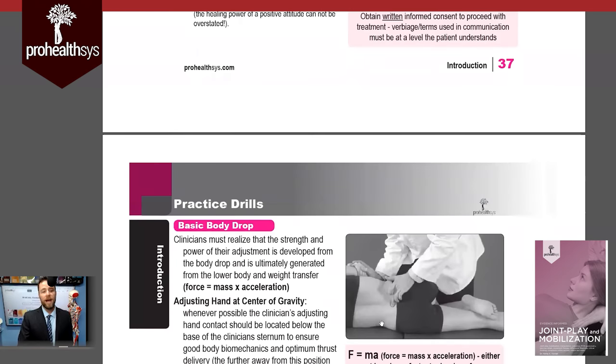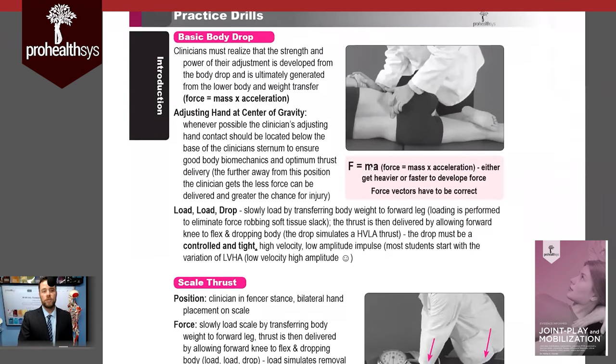Okay, practice drills. Force equals mass times acceleration. You can either get heavy or get fast.